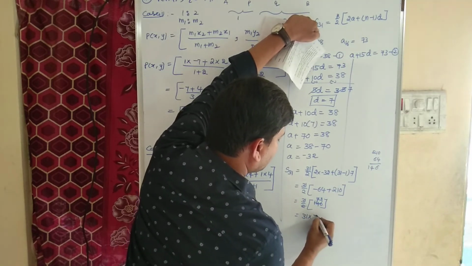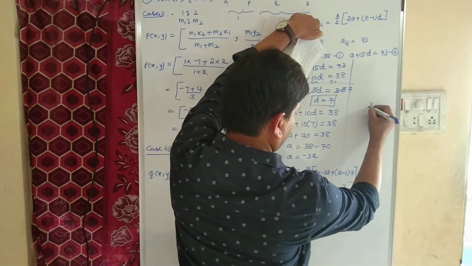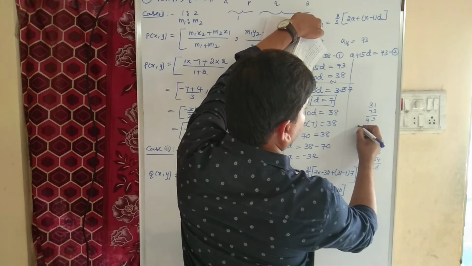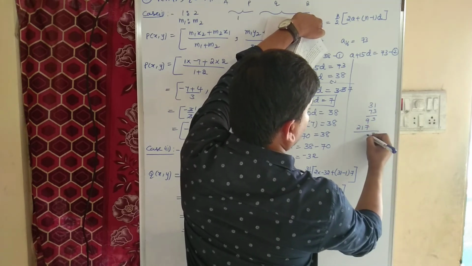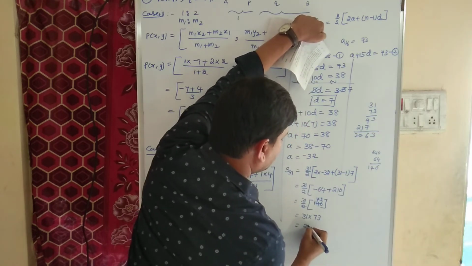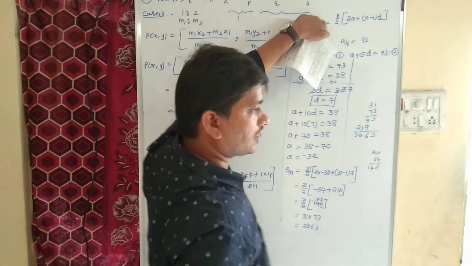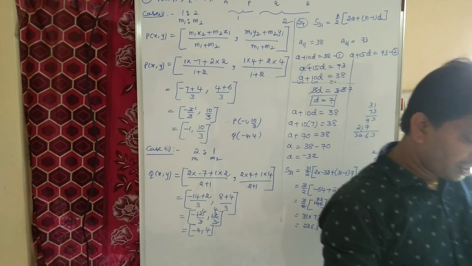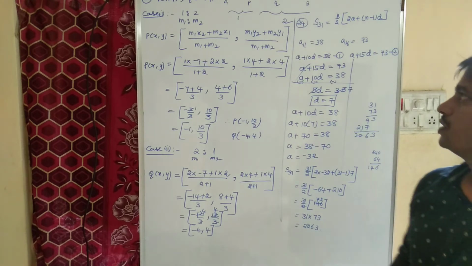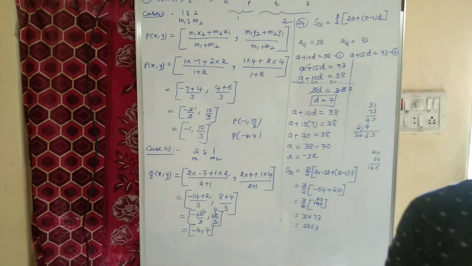So 31 into 73. 3 times 1 is 3, 3 times 3 is 9. 7 times 1 is 7, 7 times 3 is 21. Which implies 2263. Okay, what is the sum of 31 terms of an AP? Which is equal to 2263. So this is our group A sums, children.